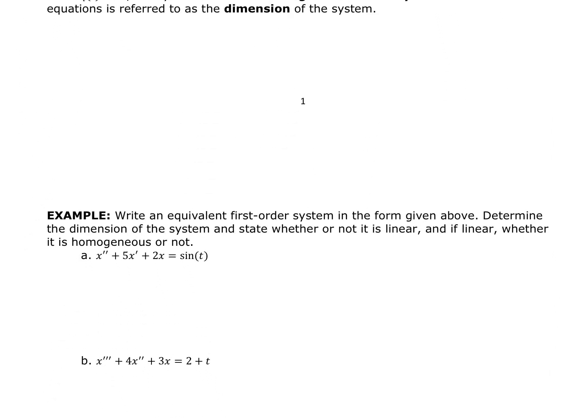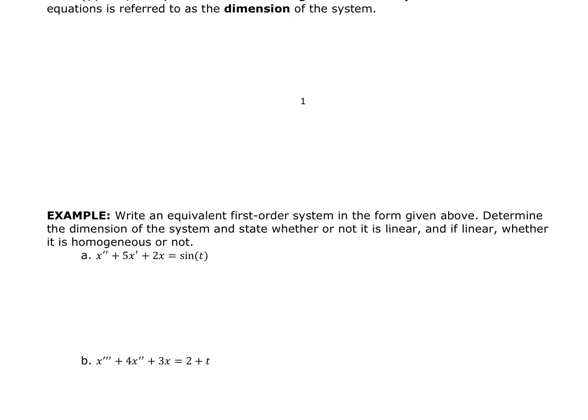So as an example, we're going to write an equivalent first order system in the form given above, determine the dimension of the system, and state whether or not it is linear, and if it's linear, whether it's a homogeneous system or not. Now, this is similar to what I did when I was using my GeoGebra. Remember when I was using GeoGebra, I had to use y. x prime of t was y. Do you remember that from our last video? And then I said, oh, y prime is equal to x double prime.